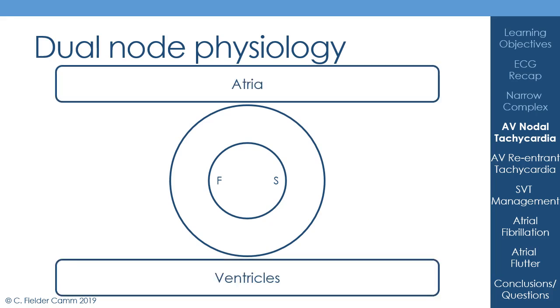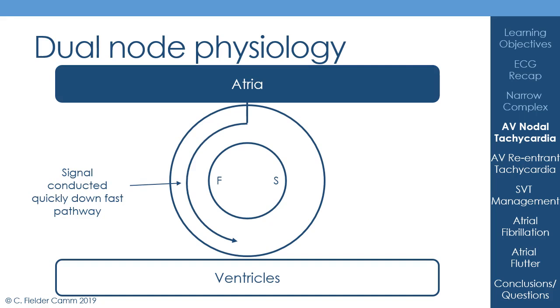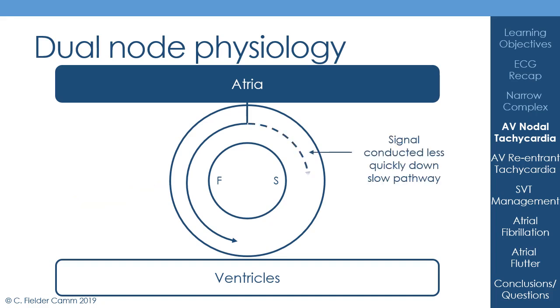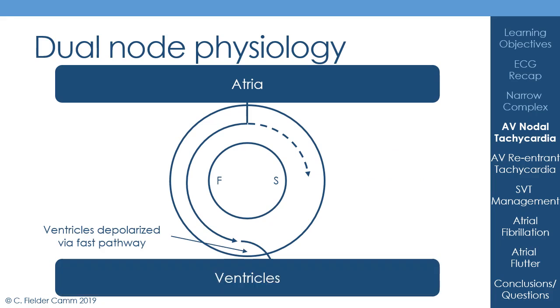So as usual, our AV node separates our atria from our ventricles. The atria depolarize, and the signal is conducted quickly down the fast pathway, which is exactly what you'd imagine. It's called the fast pathway because it's able to depolarize quickly. At the same time, the signal is conducted less quickly down the slow pathway. And what this means is that the signal reaches the ventricles via the fast pathway first. And so the ventricles are depolarized via this fast pathway.